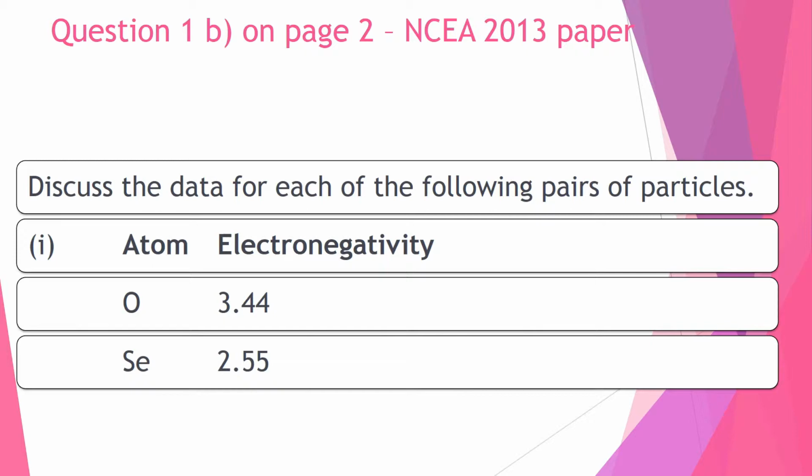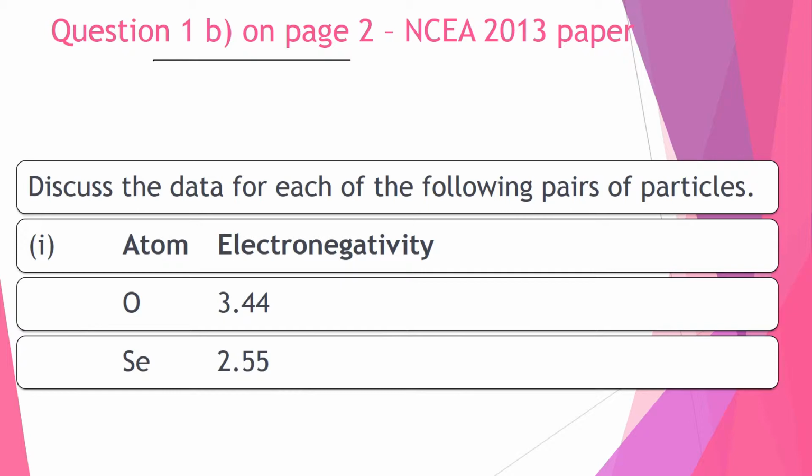So the first one that I'll be helping you answer today is question 1b. You'll find this on page 2 in the 2013 paper. The question is very simple. It says, discuss the data for each of the following pairs of particles.